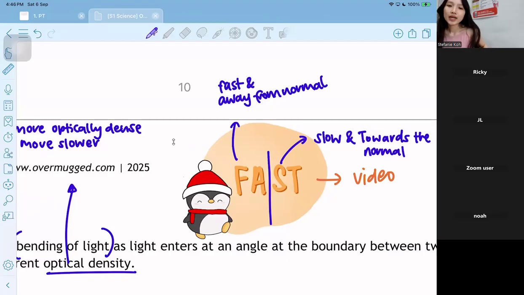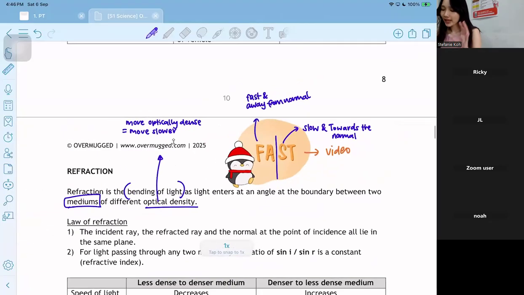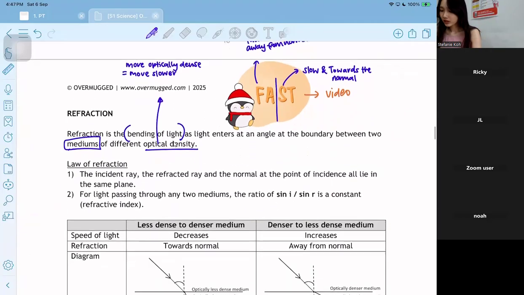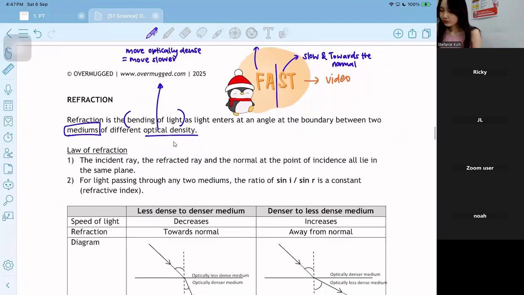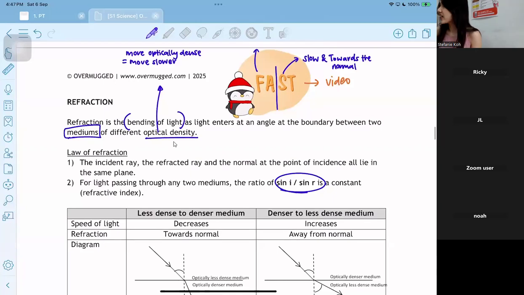Okay, done copying this. So you get the idea, just think about the shopping mall as always. And then think about this fast rule. Most of you don't learn this, right? Sin i over sin r? No, right? Okay, then I'm just going to skip.